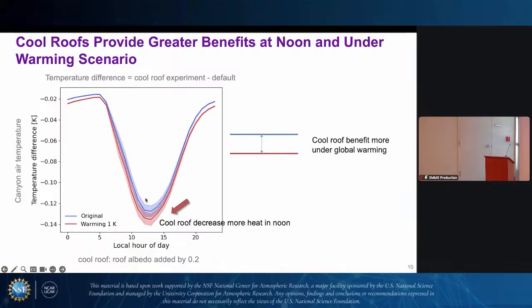The blue one is the original, and the green one is the warming scenario. For the warming scenario, we directly add 1 Celsius degree to the forcing temperatures, so that we can see how the cool roof will respond to this warming scenario. We found that the cool roof can provide greater benefits at noon, and under the global warming scenario, it will provide more cooling benefits.